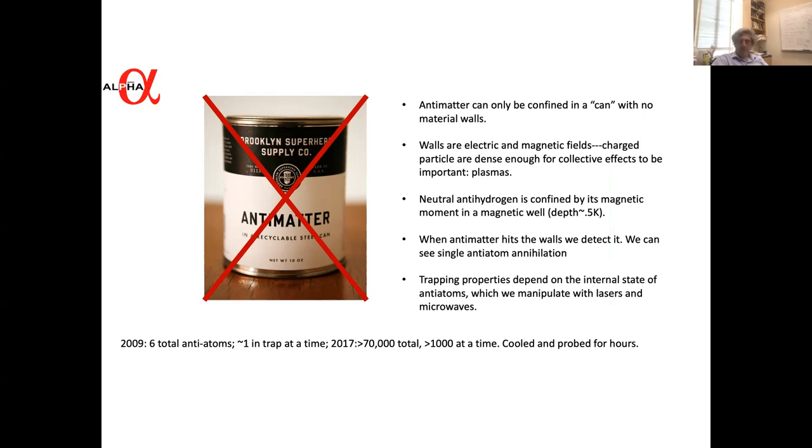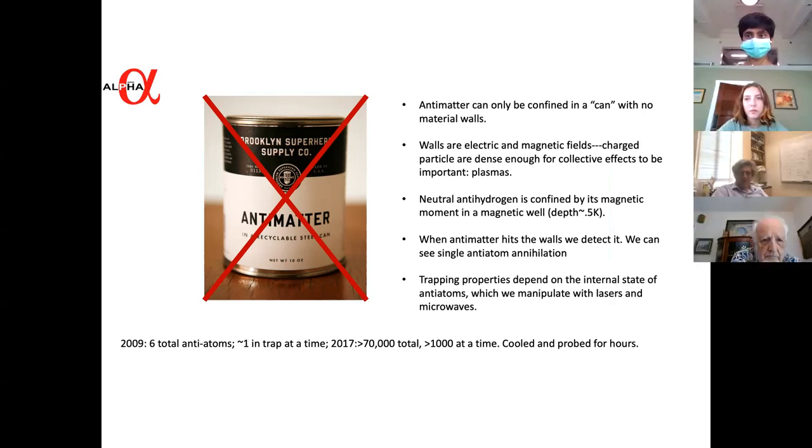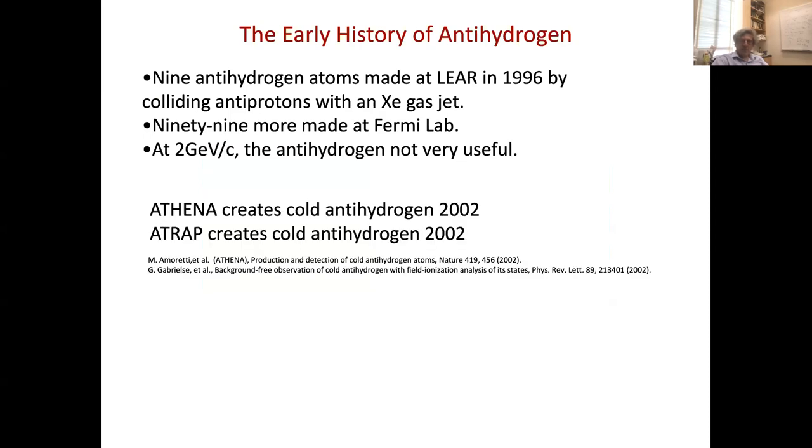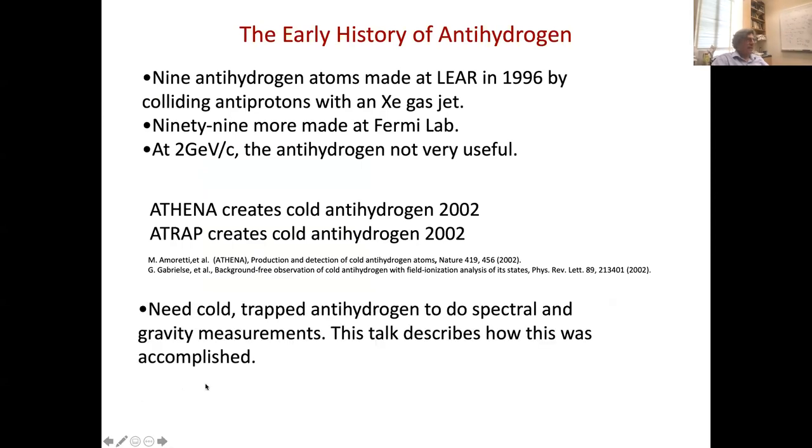Okay, so we can now make 70,000 in a year. So the history was that a couple of them were made at high energy in 96. Don't worry about the numbers; they were made relativistically, not very useful. Two experiments created cold, but still untrappable, antihydrogen in 2002. But you need cold trapped antihydrogen to do it. And this is what we did.